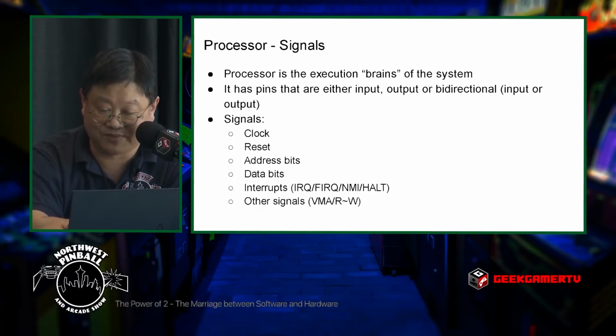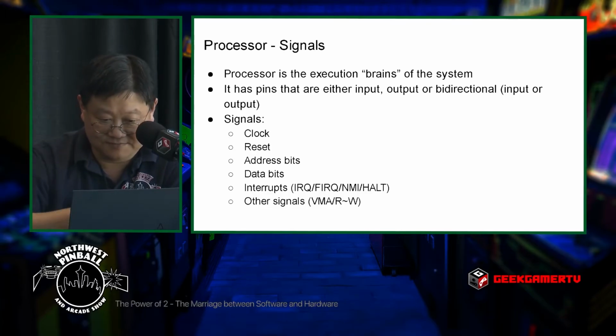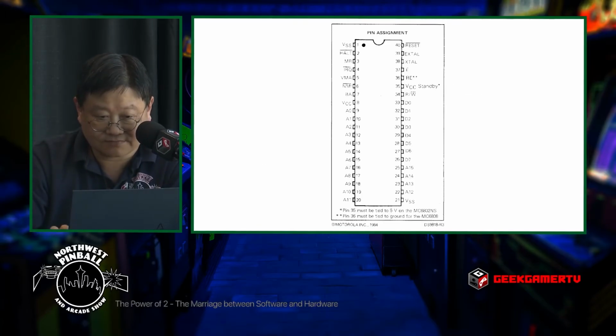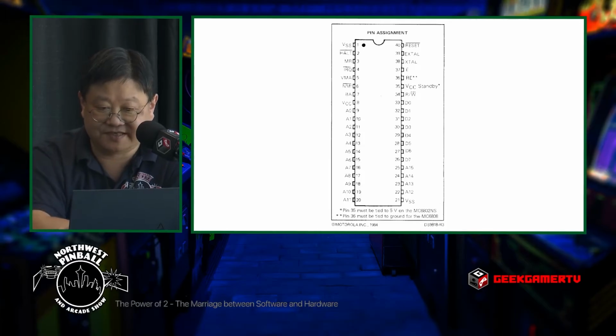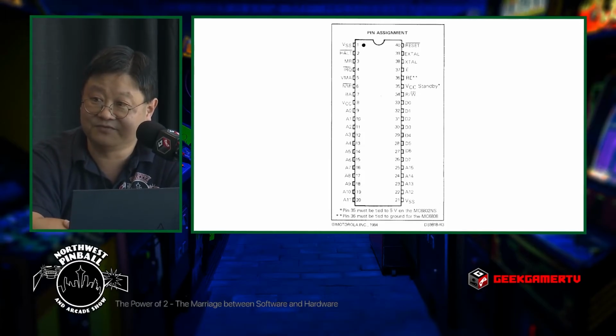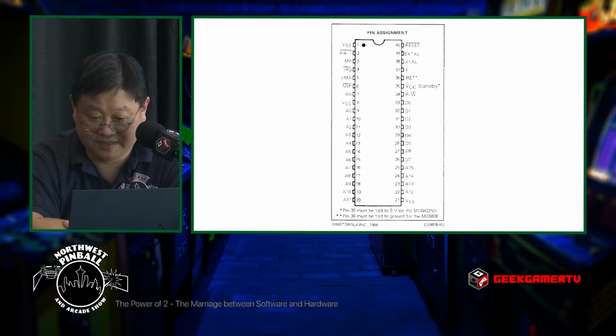They're input or output or bidirectional. The input pins are usually signals that come in from other places, like a reset signal. Output pins are usually things like address bits that tell what the processor is trying to access in the system. And the bidirectional ones are usually the data bits, D0 to D7. And this is what you'll see in the data sheet. You'll see exactly which pin corresponds to which signal.